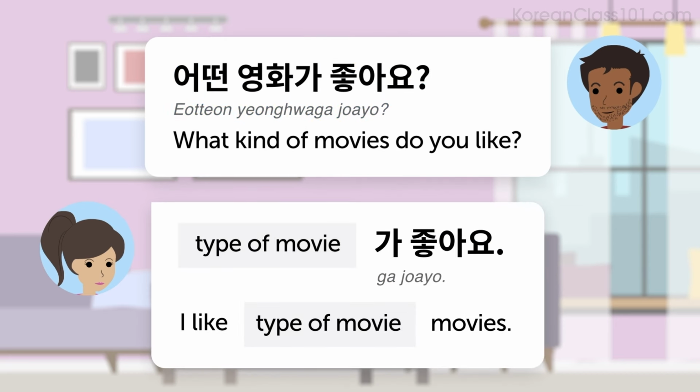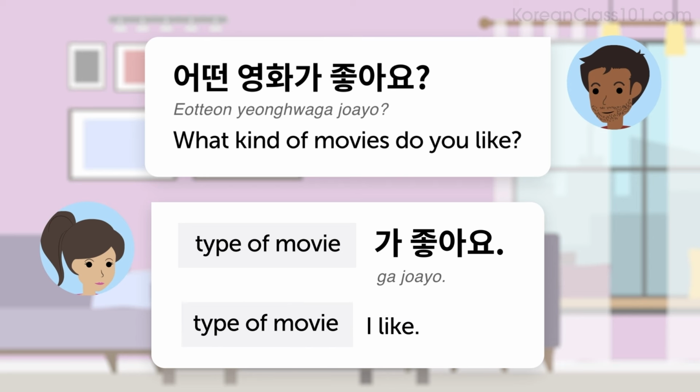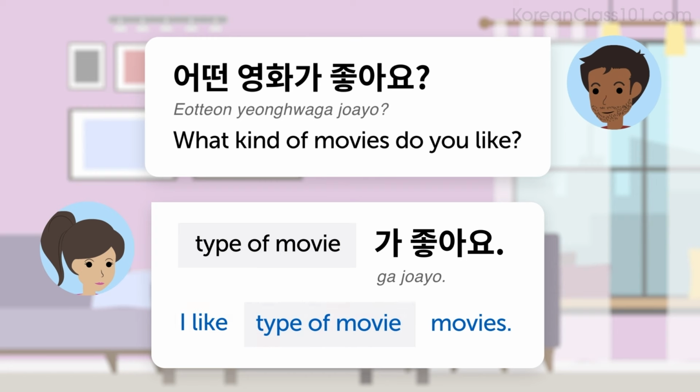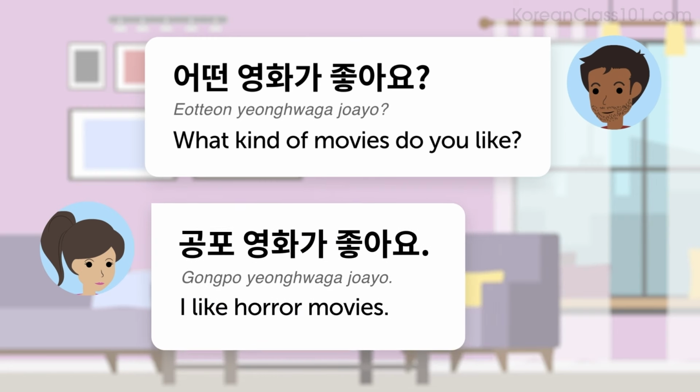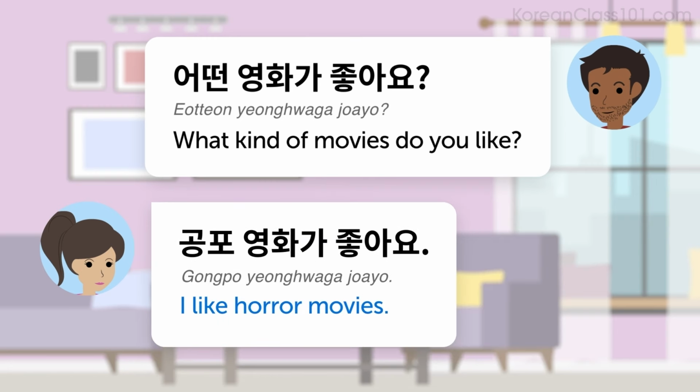Now, how do you answer this question? The pattern is, type of movie. 가 좋아요. This Korean sentence literally translates as, type of movie I like, but it means, I like type of movie movies. For example, I like horror movies. 공포 영화가 좋아요.